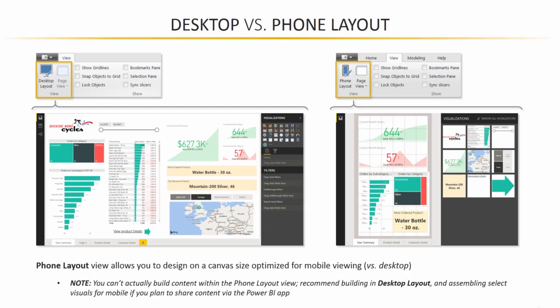So, important thing to note, you don't actually do any building of content within the phone layout view. You build in the desktop layout and then switch into phone view and assemble your pieces and resize within that new constricted canvas. Now, this really won't come into play until you start getting into Power BI service and publishing, but because it is an option in Power BI desktop, I wanted to quickly cover it here. So let's quickly whip up a mobile optimized version of our exec summary.